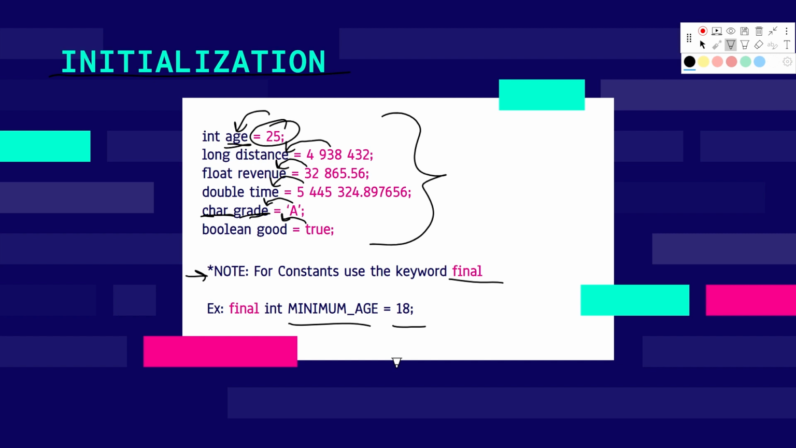Because that's a constant and should never be changed, we add the keyword final just before the data type. For example, here it's integer. So we start our initialization phase with the keyword final. That says that minimum age is a variable that should never be changed. So now if you try to change the variable minimum age afterward by making it equal to 21, for example, the console will output an error because you're trying to change the value of a constant that should never be changed.